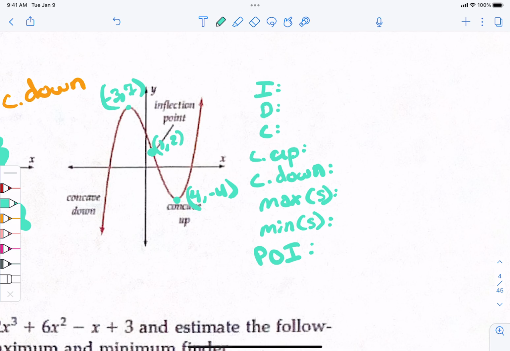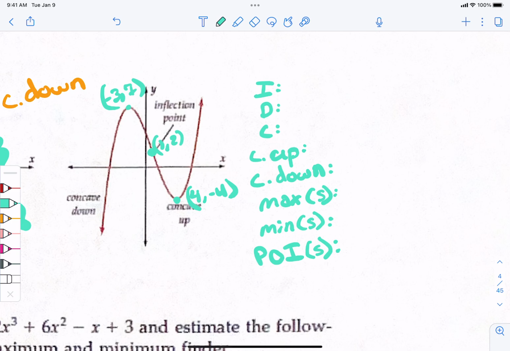Maxes or mins, because there might be more than one, right? And then I should have POIs, because there might be more than one POI. What is a POI? A point of inflection. An inflection point is where it changes concavity. Person of interest. It is a point of interest, actually. It's a point of inflection, an inflection point. All right, so here we go.